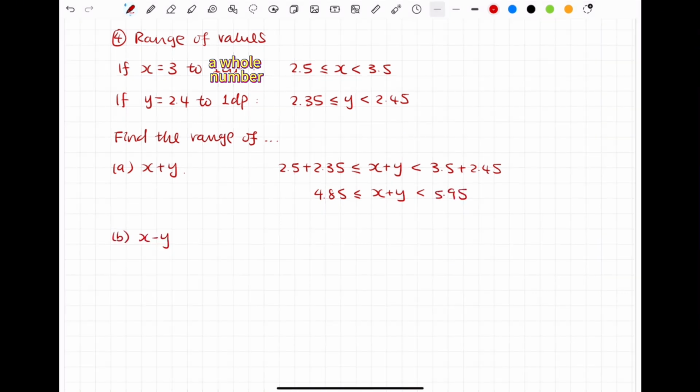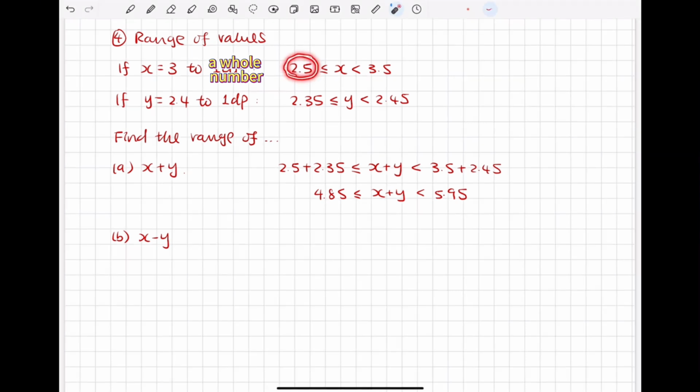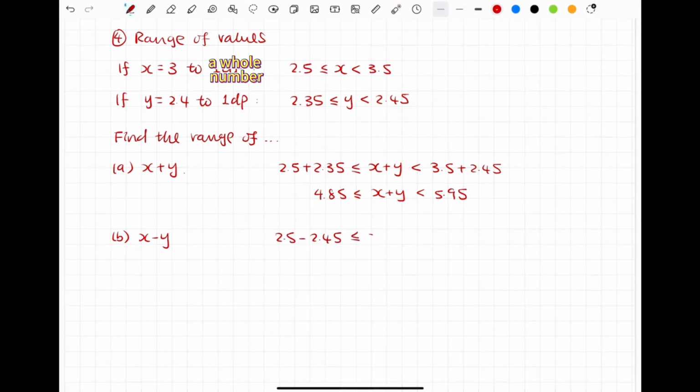If we wanted to find the range of values of x subtract y, now what we need to think about is how to get the smallest possible value. What we need to do is to use the smallest x value, subtract the largest y value, and then in order to find the largest value for x subtract y, we need to use the largest x value, subtract the smallest y value. So x subtract y is going to be between 0.5 and 1.5.